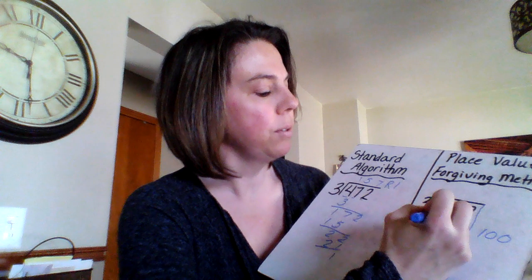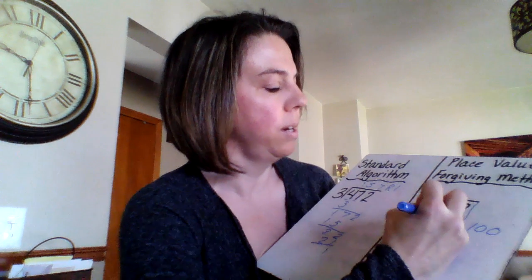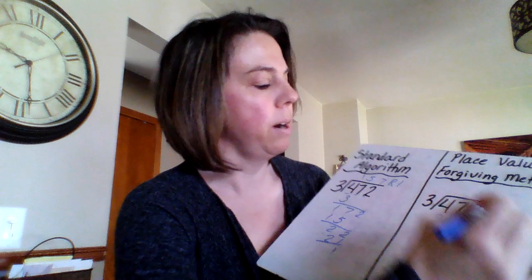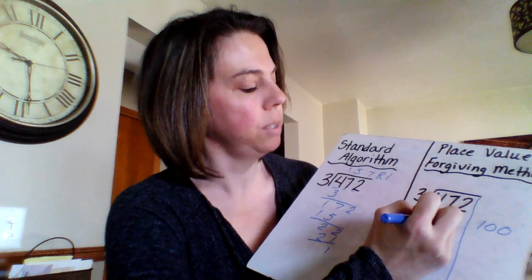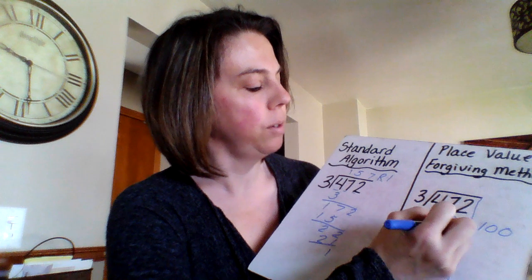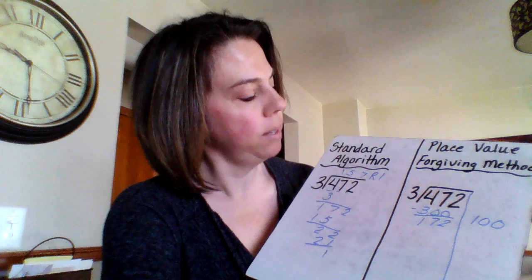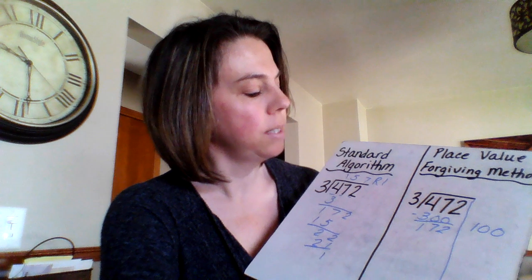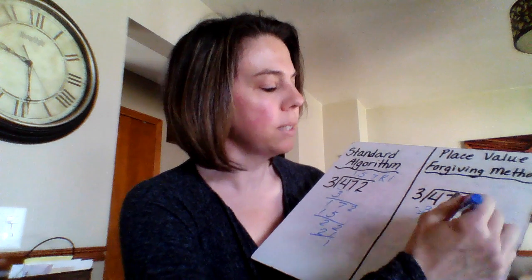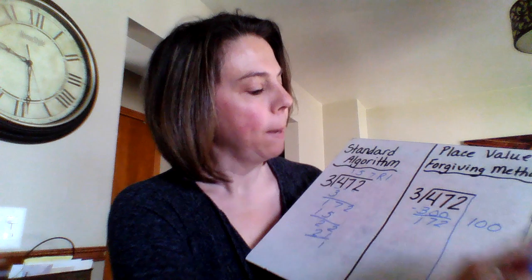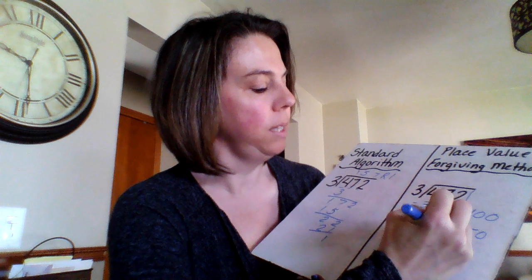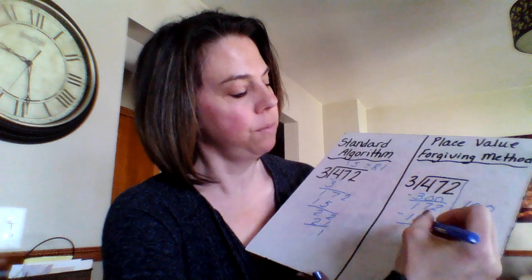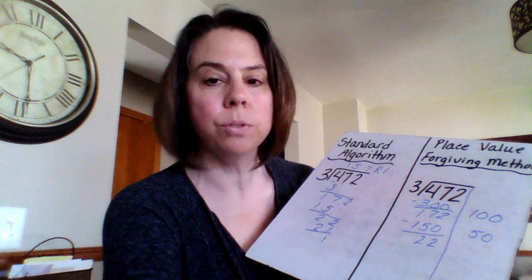So then 3 times 100 would give me 300. And so that would get me that much closer to where I need to go. And then I would find the difference. So 472 minus 300 would be 172. Now I think 3 into 172, and I can't do my 100 again, but I could try 50. So 3 times 50 is 150, and I find the difference of those and get 22.